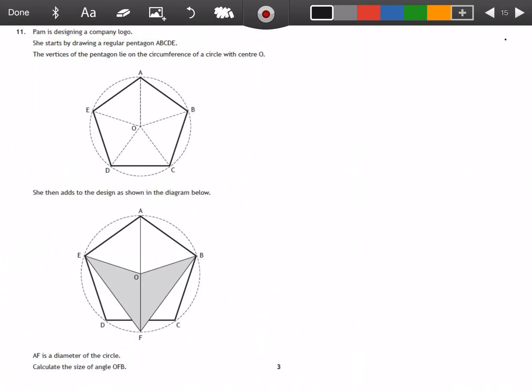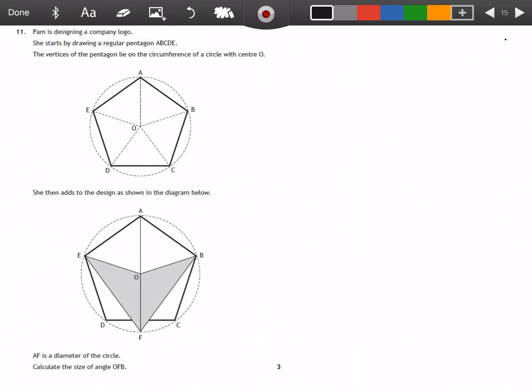Pam is designing a company logo. It's a regular pentagon. Pentagon, 5 sides, regular, all 5 sides the same length, okay? The vertices have been drawn, so I've got a pentagon. That will create the 5 isosceles triangles, 5 identical triangles. She then adds a design as shown in the diagram below, right? It's getting quite complicated.